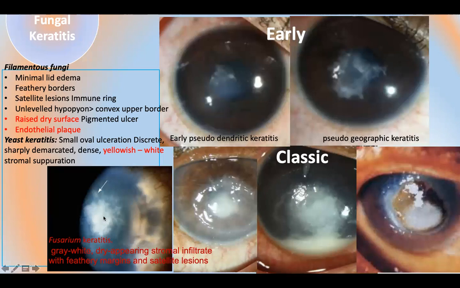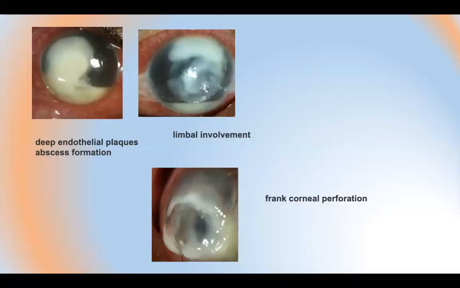This is the fusarium. All this is inflammatory. In yeast, it can present with a picture like this pattern: sharp, demarcated, yellowish white, stromal suppuration, and small. This is the advanced stage. It has endothelial plaque. Here it has limbal involvement. Here, perforation.